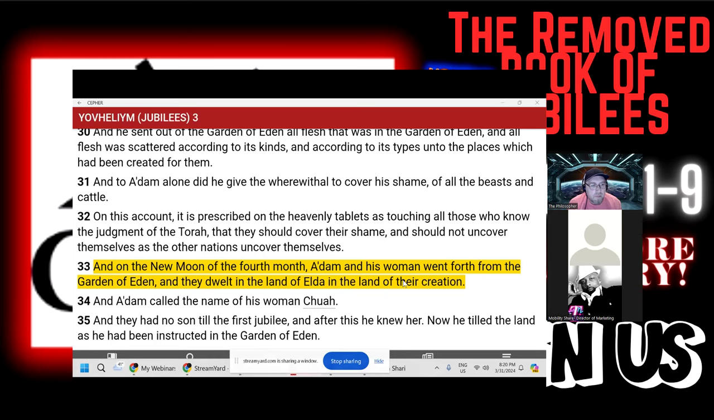So unless there was some type of a condom created that I don't know about, this is where I get what I was just trying to say earlier. If it meant that they knew each other earlier, then there is no way that down here we see it's clearer that they had no son. So how could they have had sex until they left the garden?